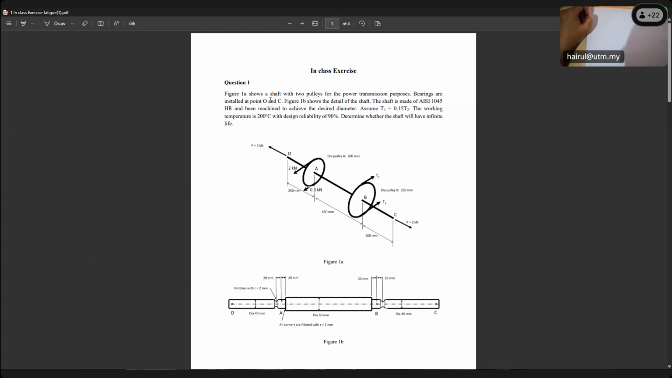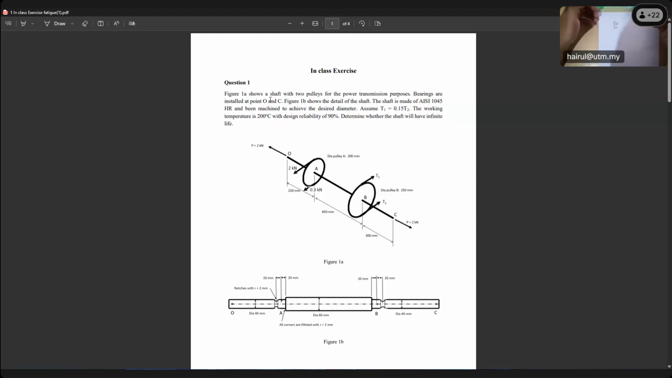If you look at my live video here, the first step when you do fatigue analysis is this procedure: determine whether the shaft will have infinite life, meaning the safety factor. You want to find the safety factor. Let me adjust my video. The basic step in fatigue analysis is that we need to find sigma_e_a over your endurance limit. This is the first thing, because we need to calculate the safety factor.